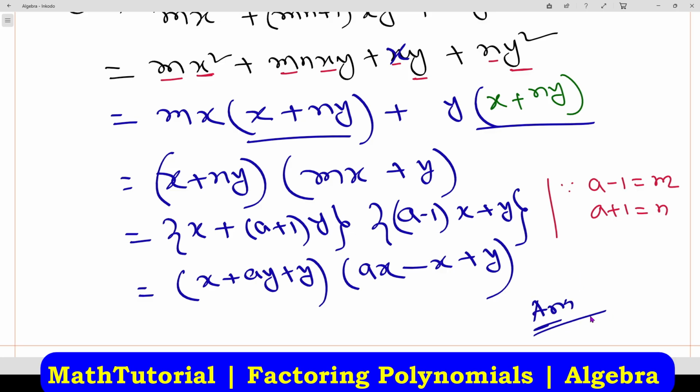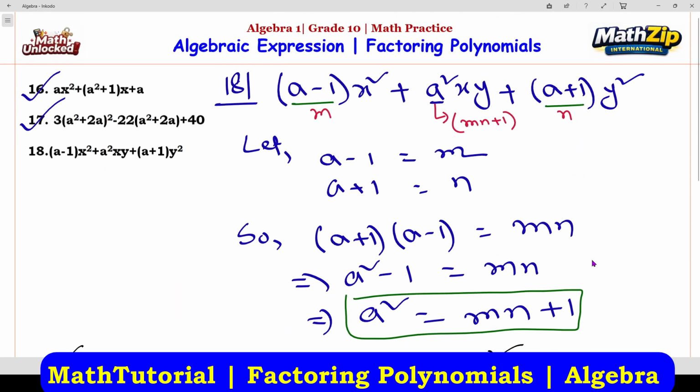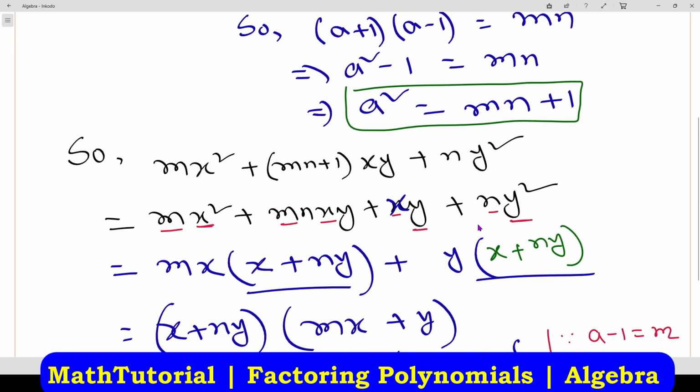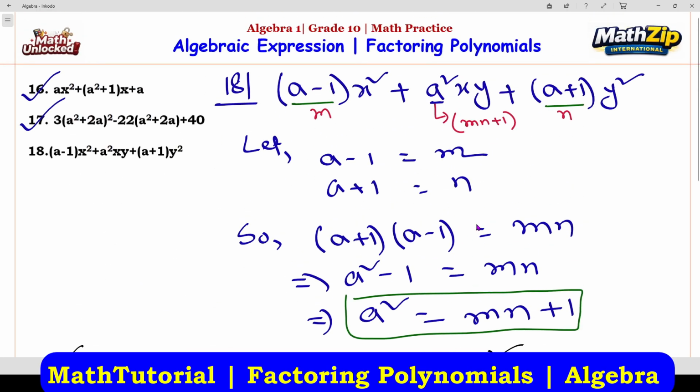So it's not such hard math, but we have to be careful about the calculation and do the substitution smartly. Thank you very much for being with me. After this math, we have completed 18. So 1 to 18, all the math is done, and this is part 6.